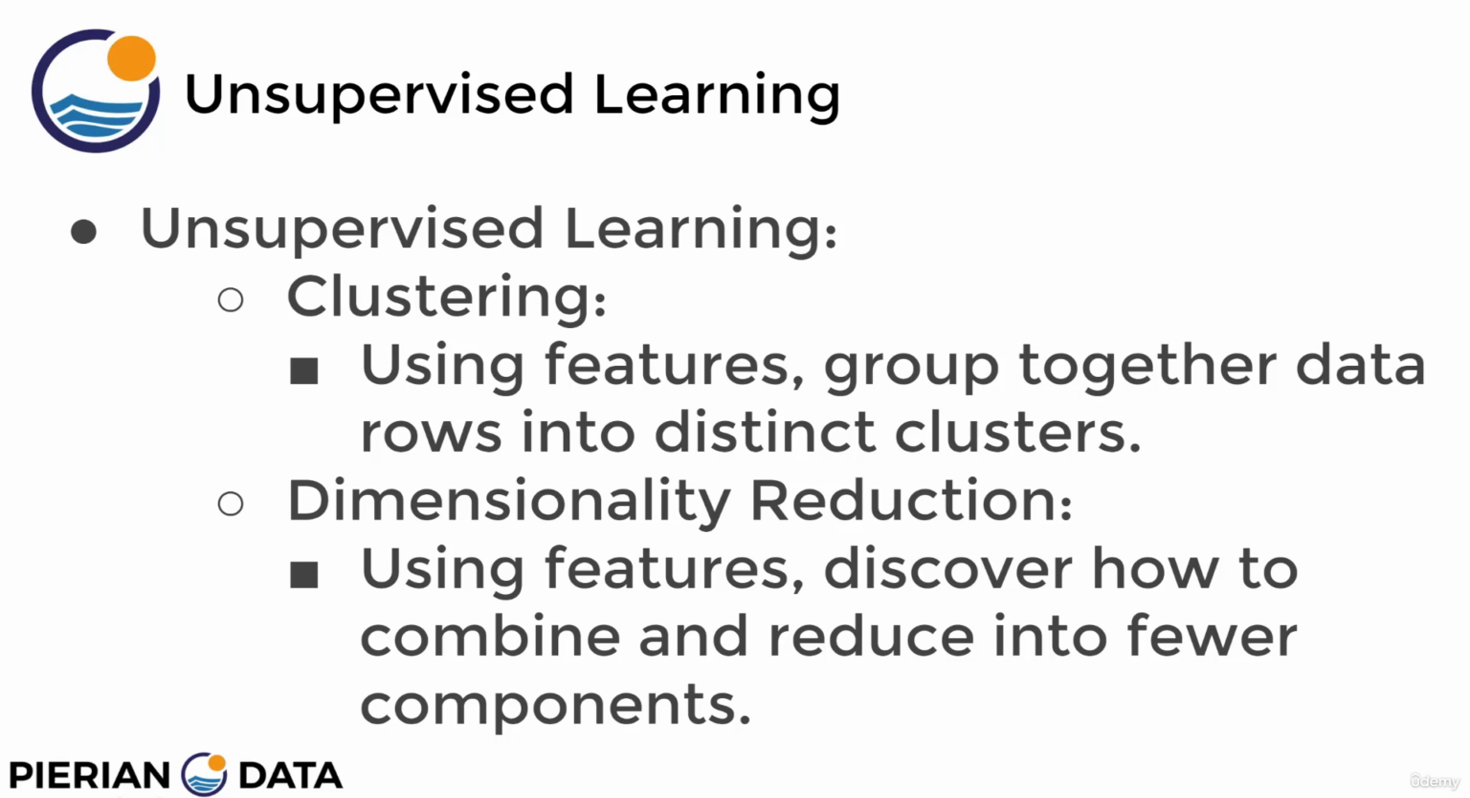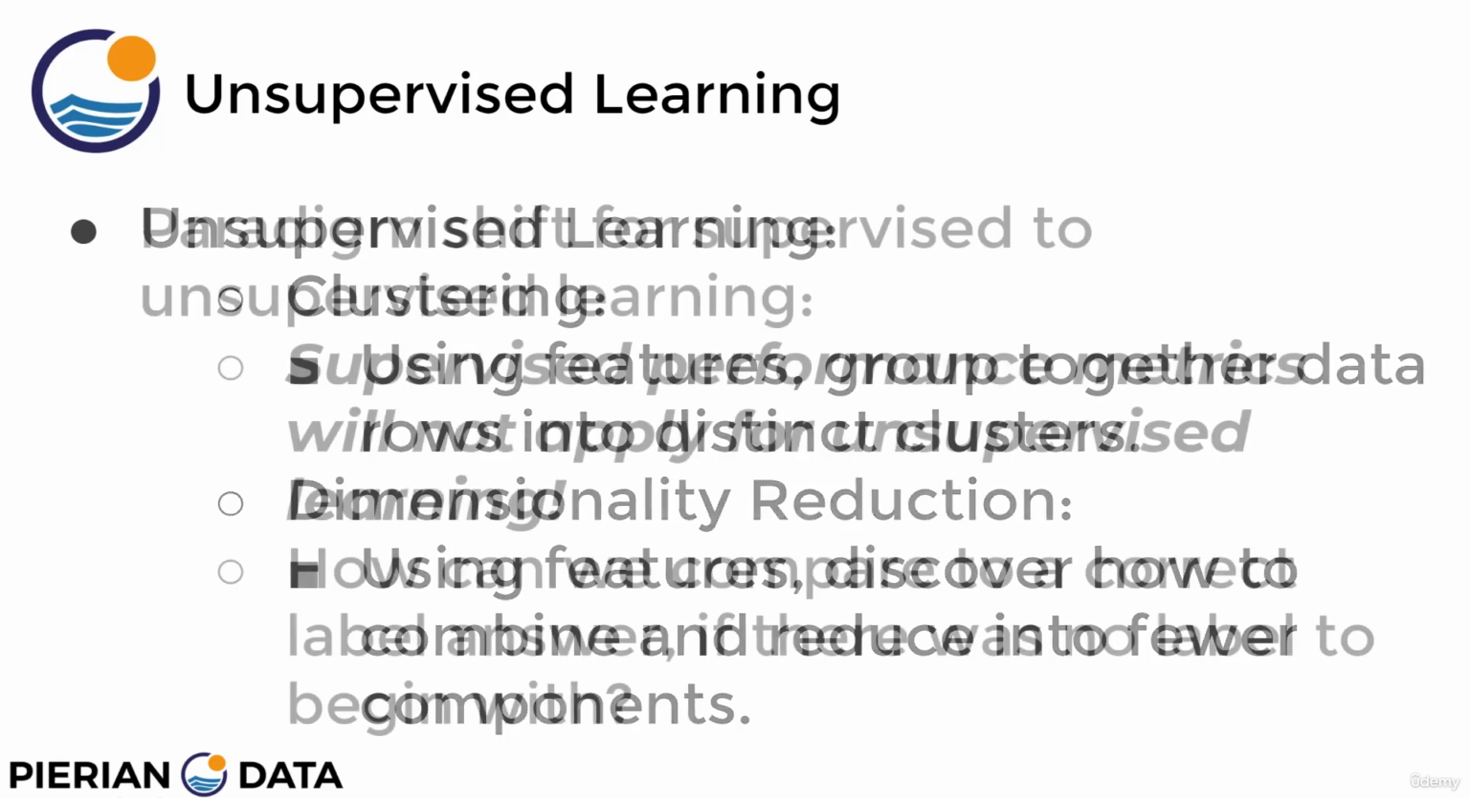The next phase of unsupervised learning we'll discuss revolves around dimensionality reduction, which is going to be, again, using features, discover how to combine and reduce into fewer components, and see if that gives us some sort of deeper insight into the data. Notice that whether it's clustering or dimensionality reduction, I used the features. And that's pretty much what I have to do, because with unsupervised learning, we will not have that Y label. There's nothing to actually compare it to see whether or not we got the right answer.